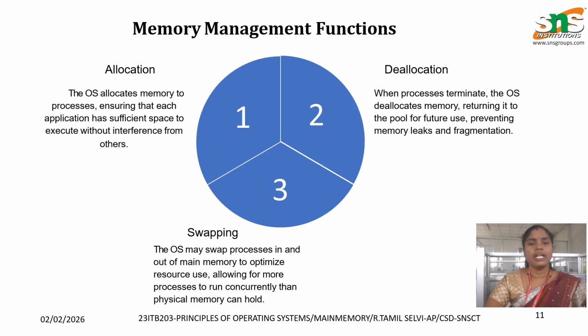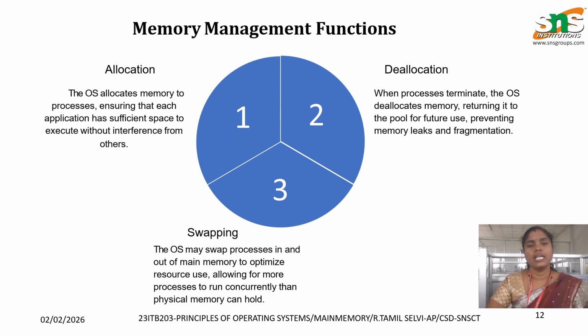Next one, memory management functions. Basically, we have three types of function in memory management, that is allocation, deallocation, and swapping. The first one is allocation. Allocation means giving out a space. When you open a program, the system allocates a specific amount of memory for it to use. It finds an empty spot in the RAM and hands the key to the program so that it stores its data. That ensures each application has sufficient space to execute without interference from others.